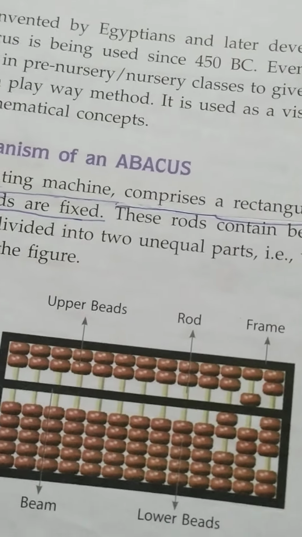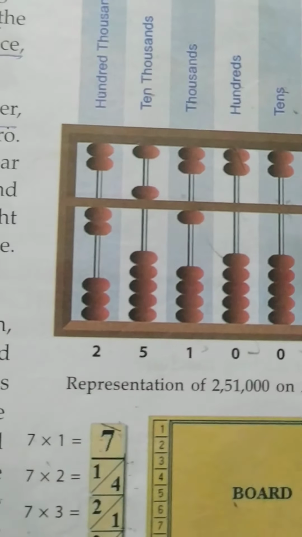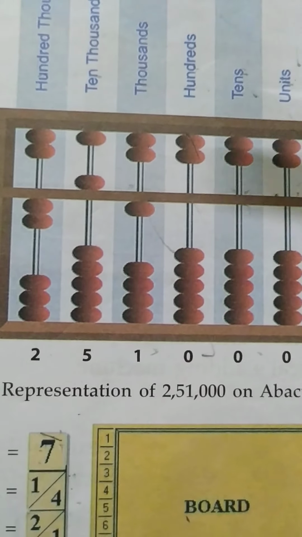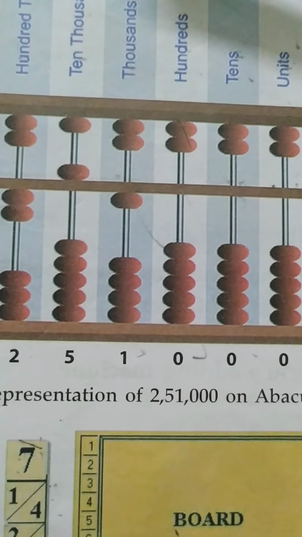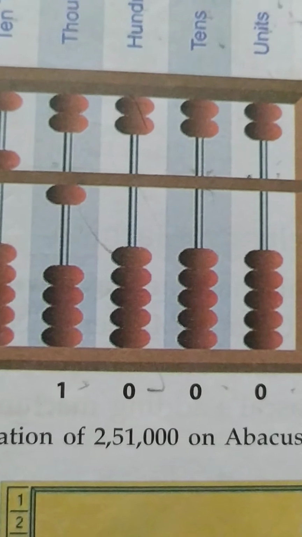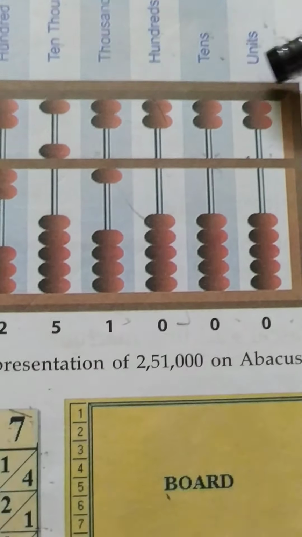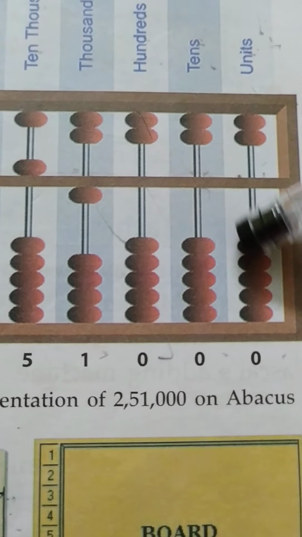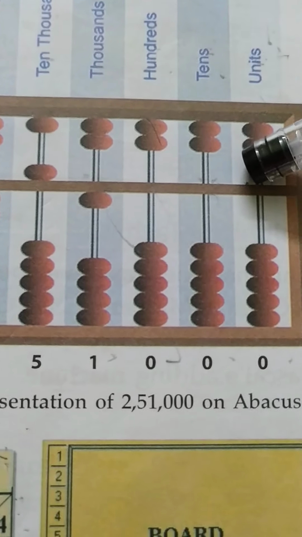As I already told you, the abacus is also used for mathematical calculations. As we have already discussed in the class, the rightmost rod is the unit place. The rightmost rod denotes the unit place.